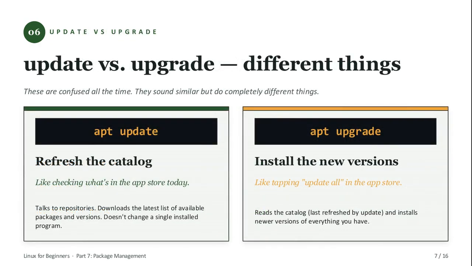Now those first 2 trip people up constantly, so it's worth slowing down. Apt update doesn't update your software. It updates your shopping list. It just refreshes the catalog of what's available out there in the repositories. Apt upgrade is what actually installs the newer versions, using whatever that catalog last told it. So the rhythm is always the same. Refresh the list first, then install from it.